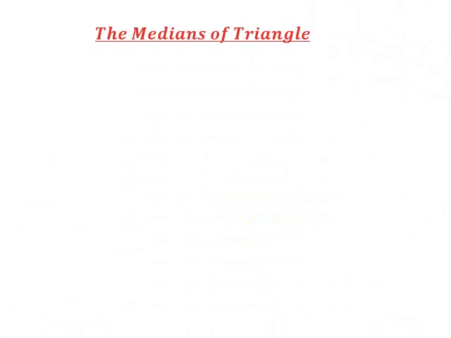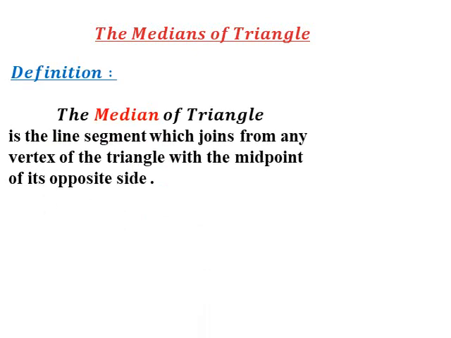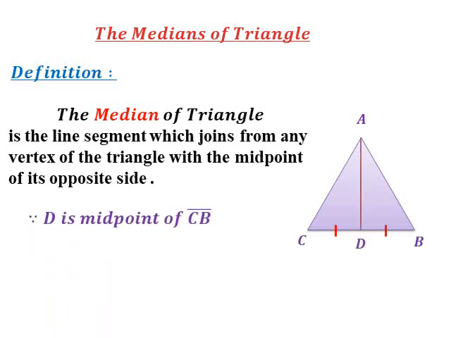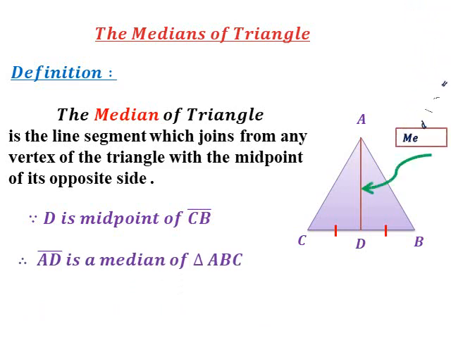Let's speak about it carefully again. Medians of a triangle, definition. What is the meaning of median? A median of a triangle is a line segment joining any vertex of a triangle with the midpoint of its opposite side. Here D is the midpoint of BC, so AD is a median of the triangle.